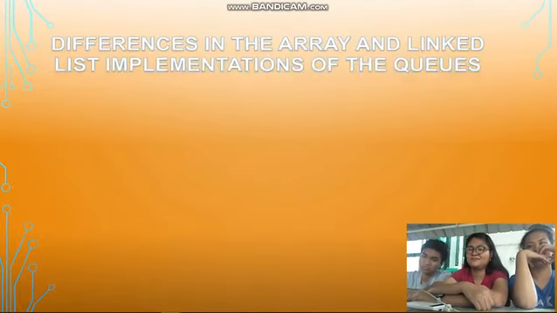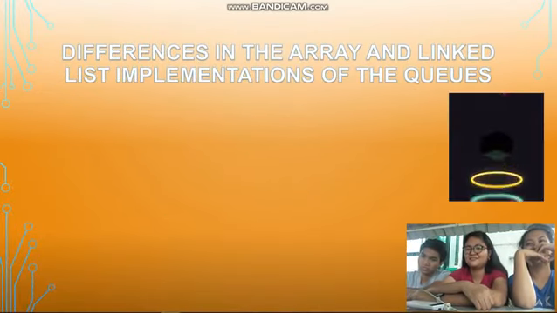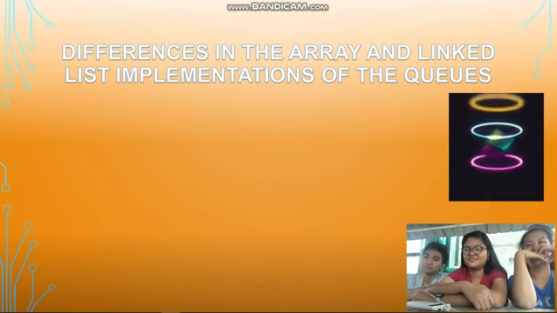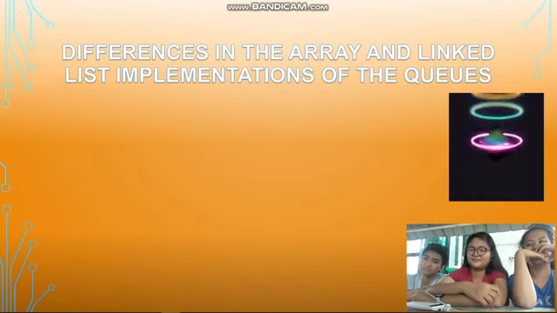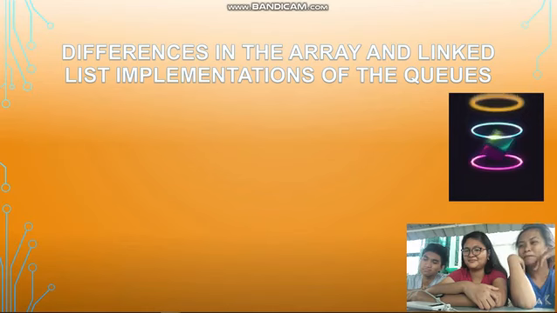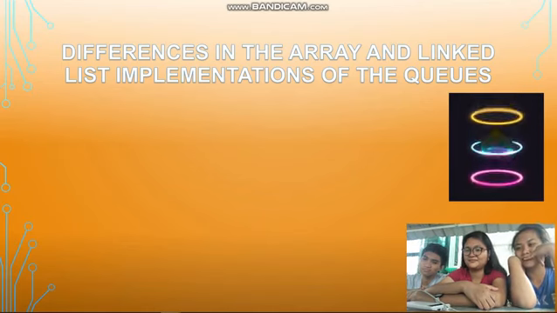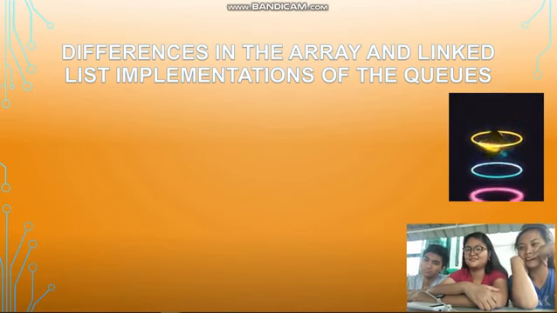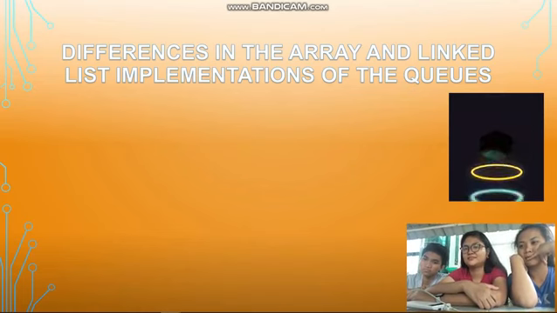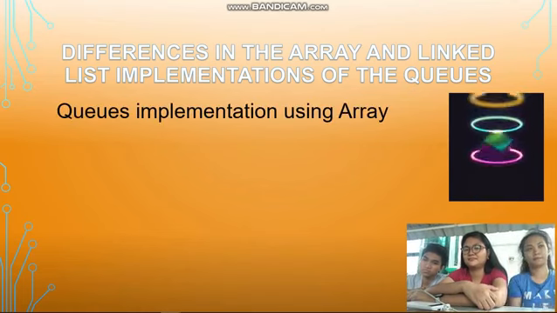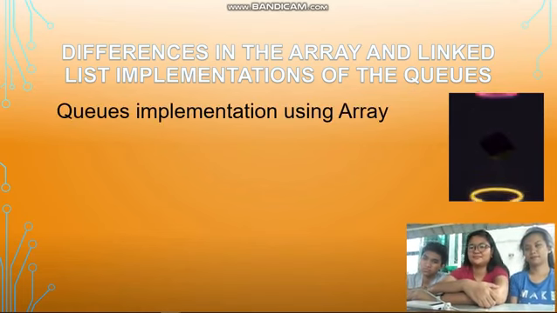Now, let's talk about the differences in the array and linked list implementation of queues. In a queue, insertion and deletion happen at opposite ends, so implementation is not as simple as a stack. But in implementation using an array, it is the easiest way of implementing a queue.